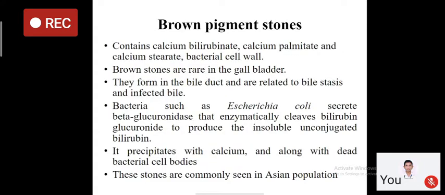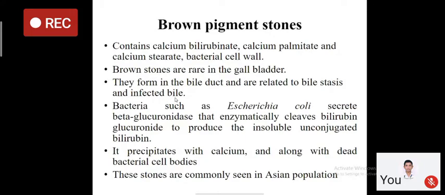Now coming to the brown pigment stone. The brown pigment stones contain calcium bilirubinate, calcium palmitate, calcium stearate, and bacterial cell wall. Brown stones are very rare in the gallbladder. They are usually seen in the CBD. They form in the bile duct and are related to bile stasis and infected bile.